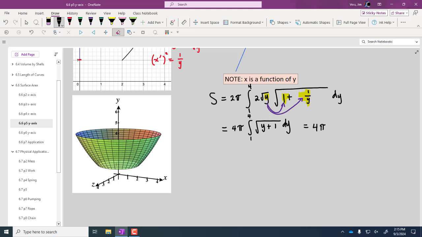So we're going to have y plus 1 to the 3 halves, divided by 3 halves means multiplied by 2/3. And if the coefficient of y were not 1, we would also have to divide by that coefficient, which we would call the reverse chain rule. So if this was 3y plus 1, we would also divide by 3 as part of the reverse chain rule.